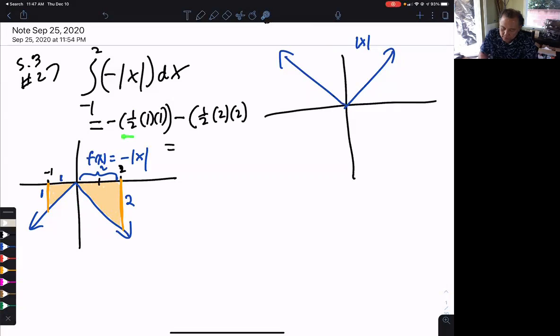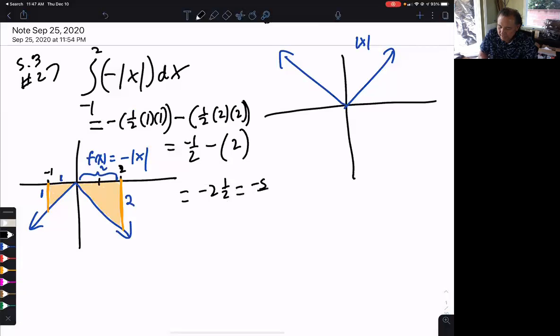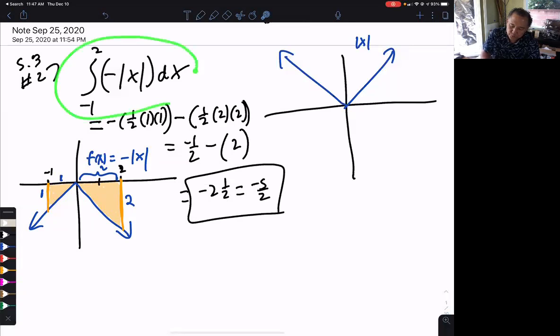And so this first one's going to be -1/2 minus, this one's going to be 2. So the answer is -2 1/2, which is -5/2. So that is the value of this definite integral.